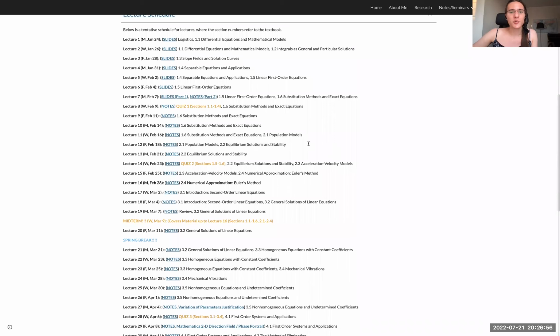Okay, equilibrium solutions and stability. This is actually more on the application side. So here are population models. This is application side, acceleration, velocity, and then numerical methods. So if we look at this, this is like 1, 2, 3, 4, 5 lectures of applications. And at the pace that I'm doing, 5 lectures is about one of my lectures. It's a bit less than that. I'm going at a bigger pace.